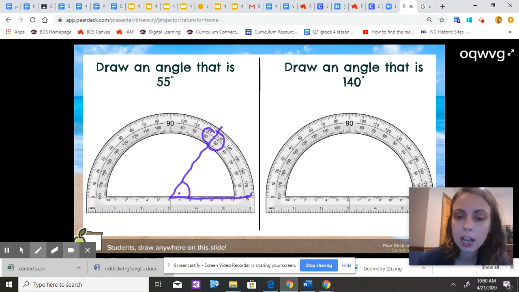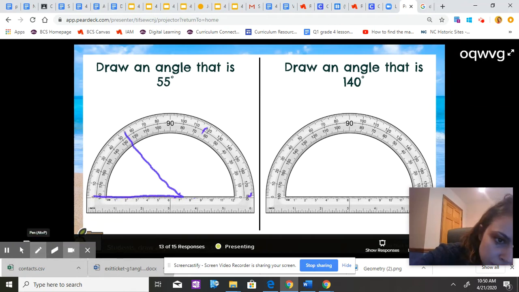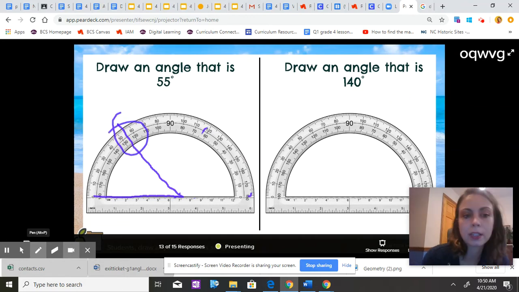Draw an angle that is 140 degrees. Now, you can face an angle any direction you want as long as you're using that 180 line. So for this one, I could have drawn my angle going this way as well, as long as I still fell in between that 55 and 60 degree angle.